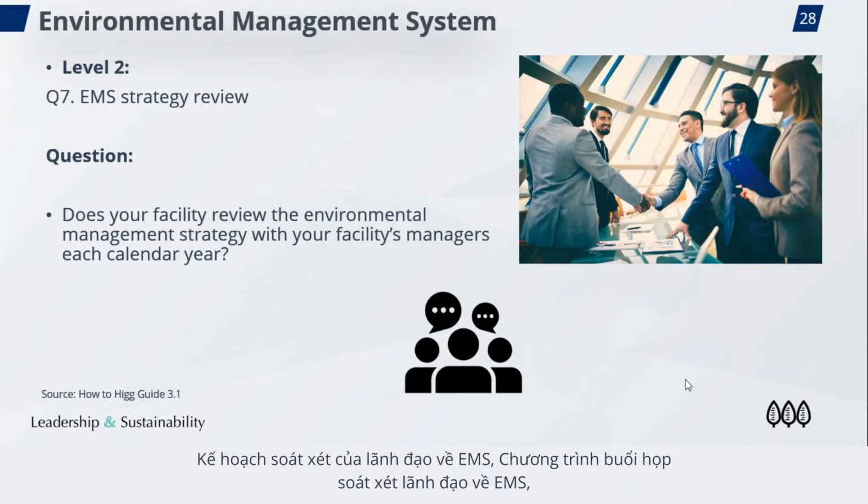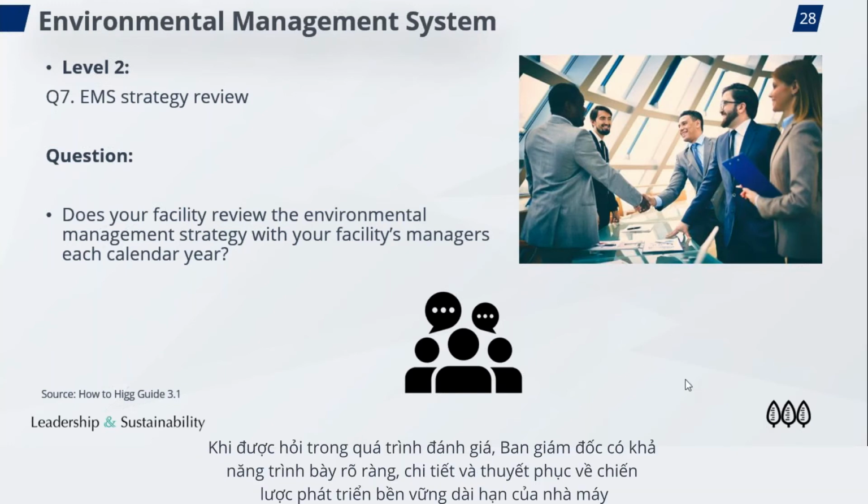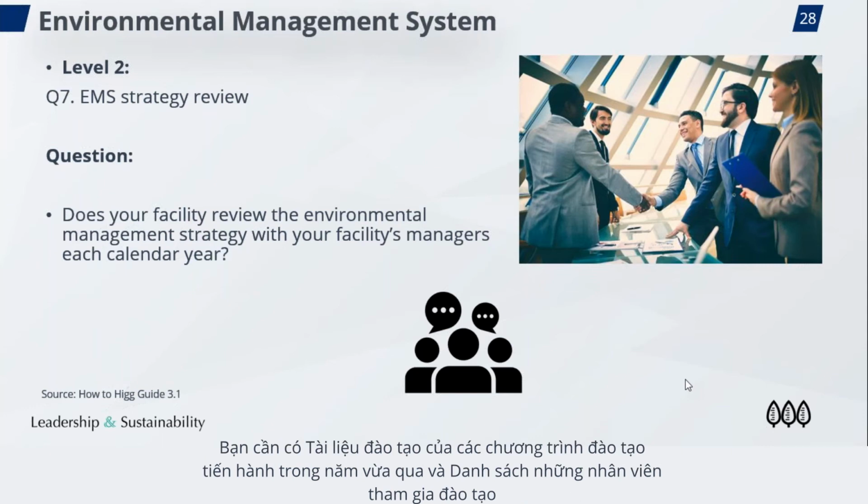Also, there will be interview questions to ask. Management should be able to clearly articulate in detail the current long-term strategy. For inspection, the things to physically look for: training materials for most recent training conducted in the last year, training sheets for employees in attendance.